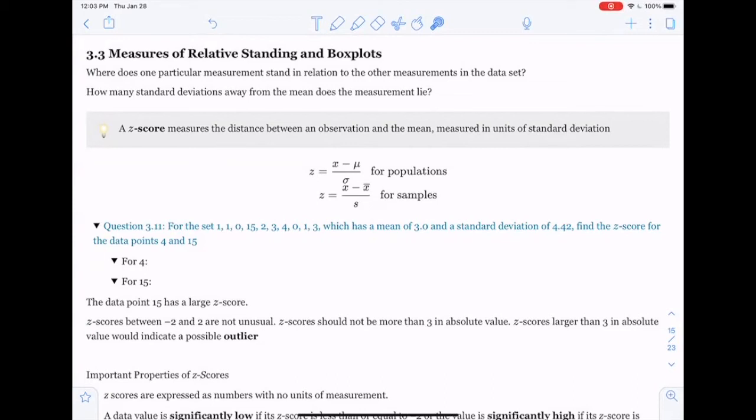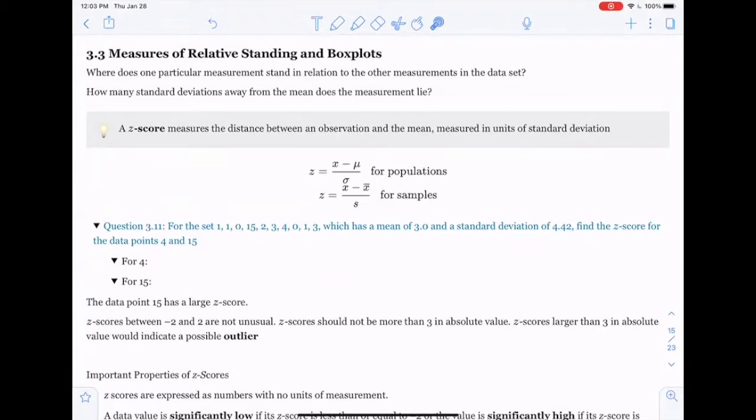Hello. In today's video, we're going to talk about measures of relative standing and the way we distinguish relative standing visually, and that's with a box plot. So the last few things we looked at were how we measure a whole set of data. We can find the mean, the standard deviation, the variance, right? Those are things that tell us about the data set as a whole.